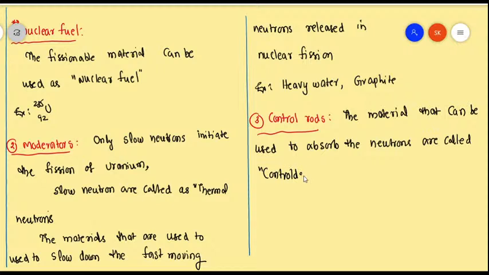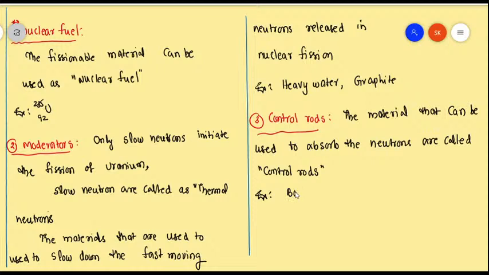If we absorb the neutrons, what happens? The chain reaction will stop. To continue the chain reaction, we require the neutrons. If the released neutrons are absorbed, the chain reaction will stop. That means the material that can be used to absorb the neutrons is called control rods, right?